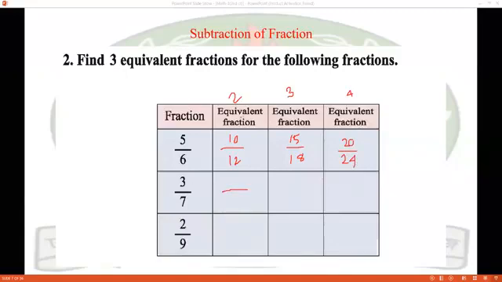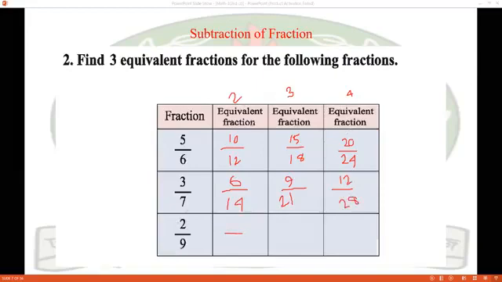Here multiplying 3 with 2, we get 6. Here multiplying 2 with 7, we get 14. Here multiplying 3 with 3, we get 9. Here multiplying 3 with 7, we get 21. Here multiplying 4 with 3, we get 12. Here multiplying 4 with 7, we get 28.